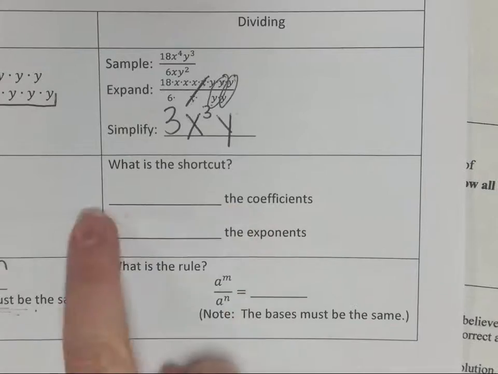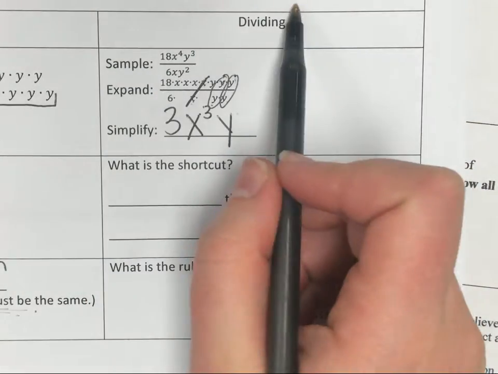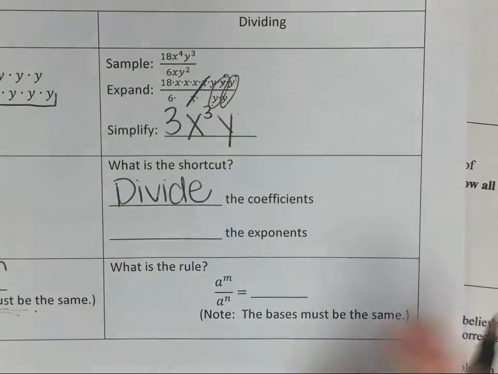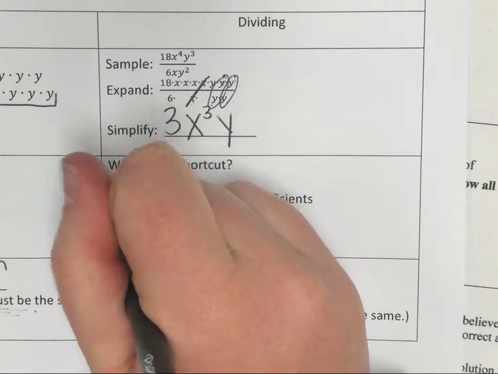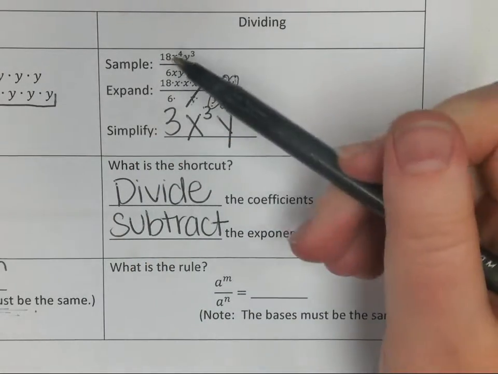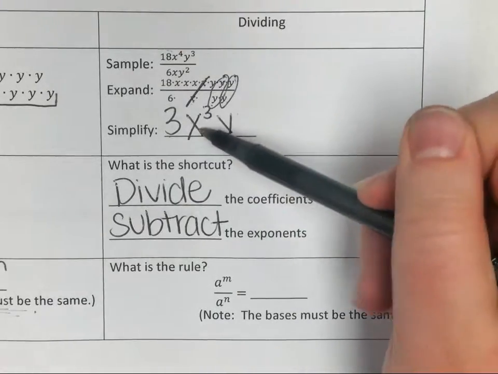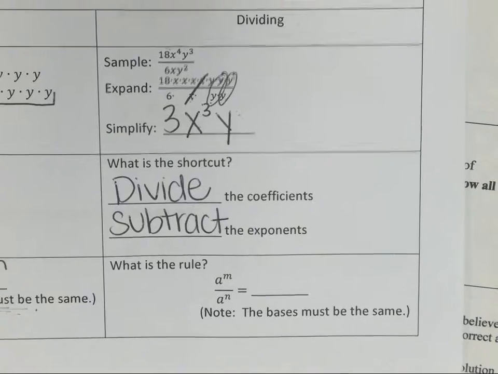So our shortcut, what did we do with our coefficients? Divide. Guys, it's dividing, so we're going to divide our coefficients. Now we do not cancel out the exponents. What do we do with the exponents? We subtract. So 18 divided by 6 gives us 3. 4 minus 1 is 3. 3 minus 2 is 1. We're simply subtracting our exponents.